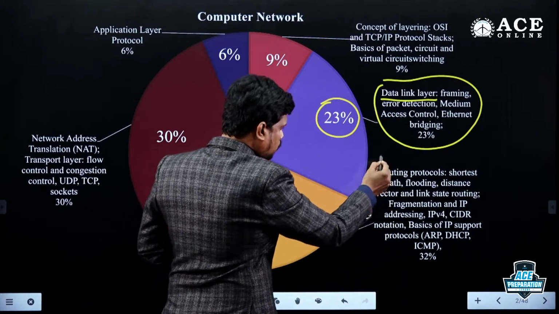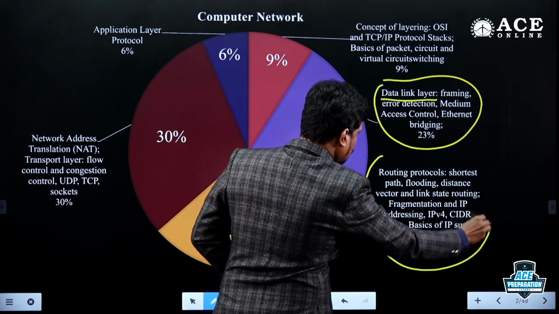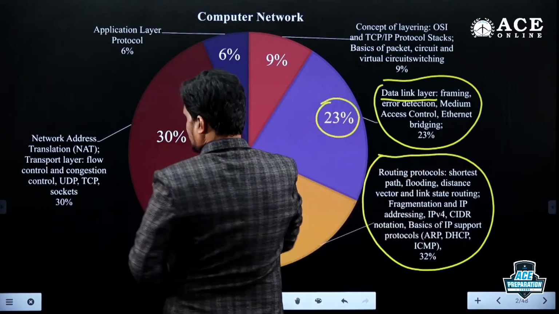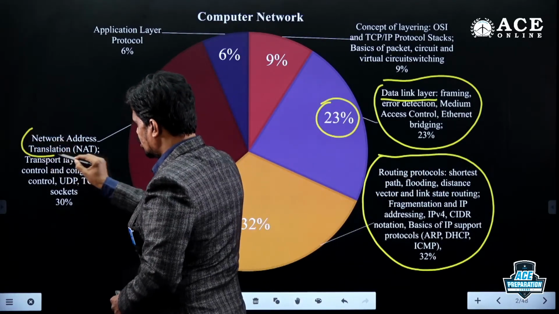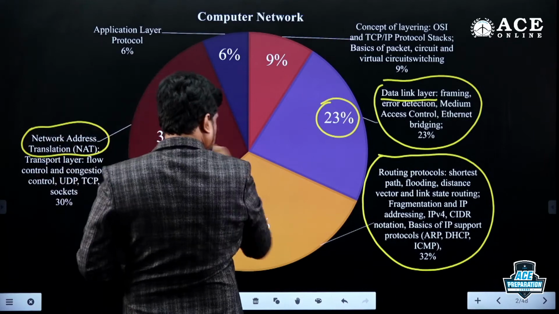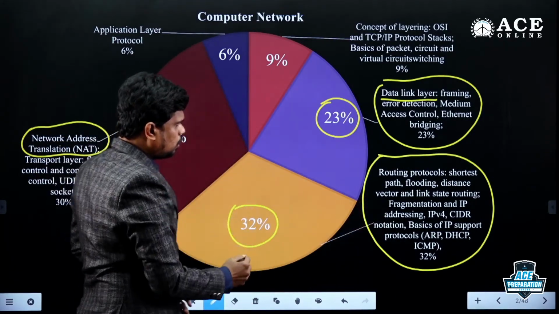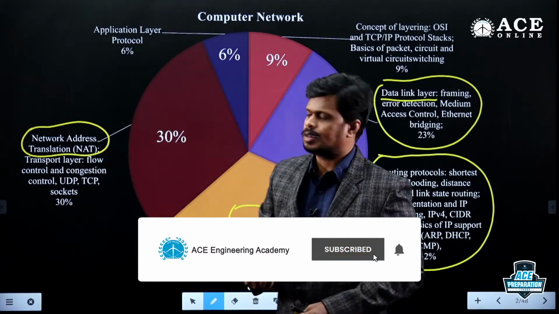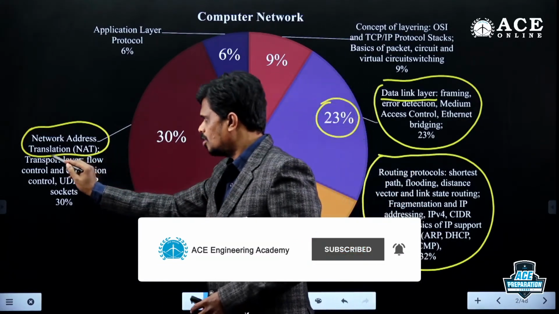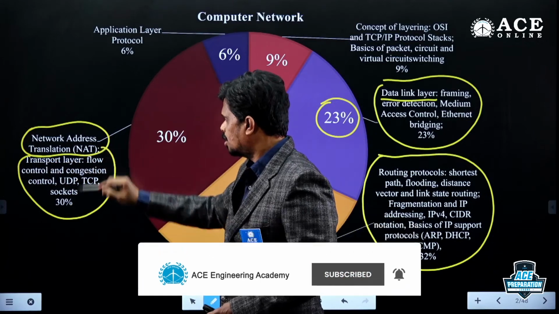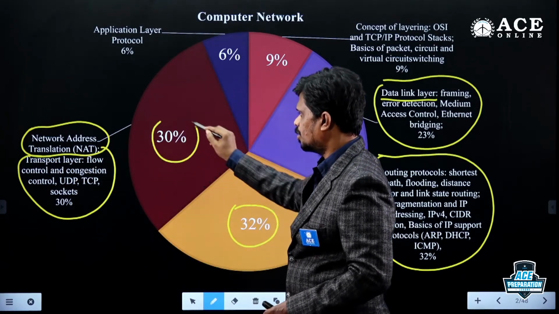And coming to the network layer, this is the entire network layer. And of course NAT also. So coming to this and this, totally it is 32%. And then the other layer we have is the transport layer. From transport layer, we have 30% of the weightage.